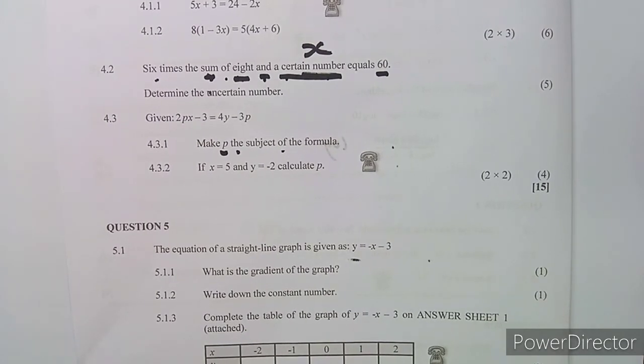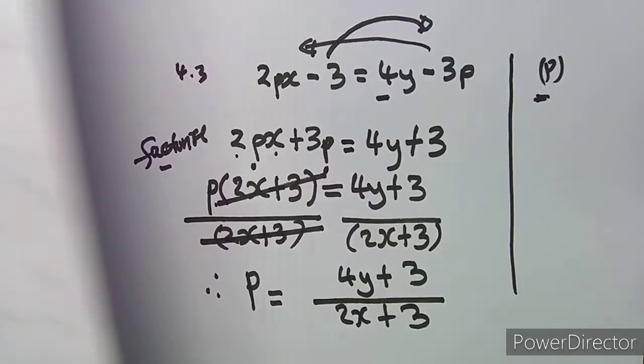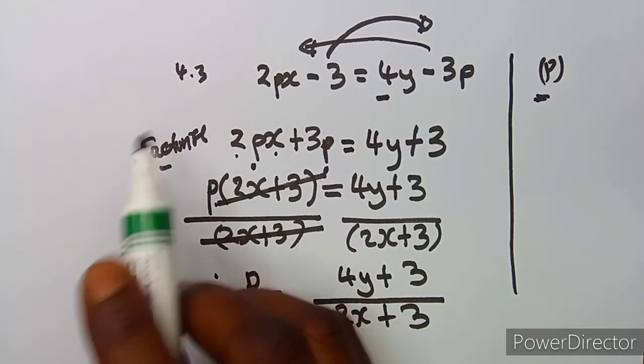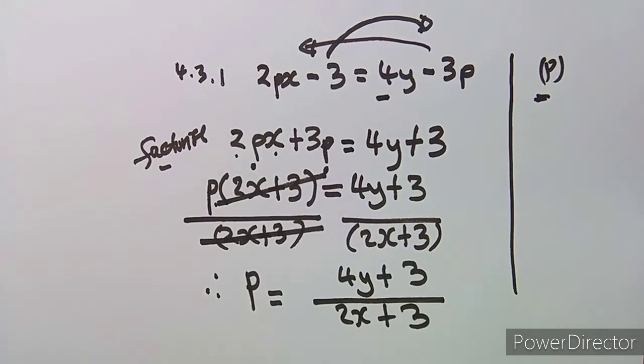Okay, on 4.32, if x is equal to 5 and y is equal to minus 2, calculate p. Here we can just substitute. Already p is the subject, so it's now a matter of substitution. So this was 4.31, where you were to make p the subject.